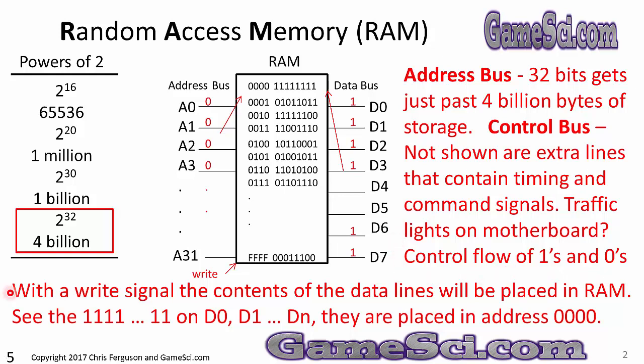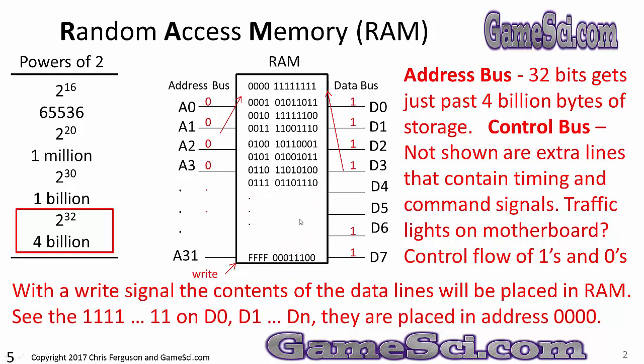With a write signal, the contents of the data lines will be placed in RAM. See the 1s on D0, D1 through Dn? They are placed in address 0. 2 to the 32nd is 4 billion. If I have 32 address lines, I can access 4 billion bytes of data in RAM.